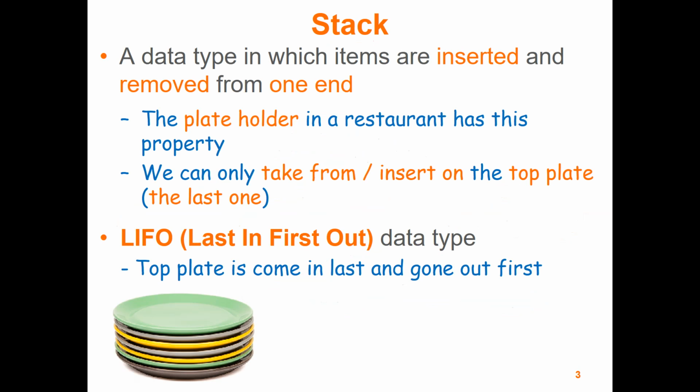So stack is a data type in which items are inserted and removed from one end. If you remember from the lecture on abstract data types, each abstract data type is a collection of data and also the operations associated with those data. So a stack is a container of data. You can think of it as a container of data that you only have access to from one end. So you insert data and remove data from only one end, which we call the top of the stack.